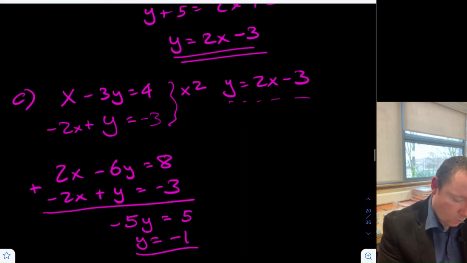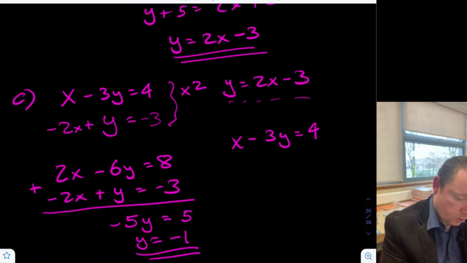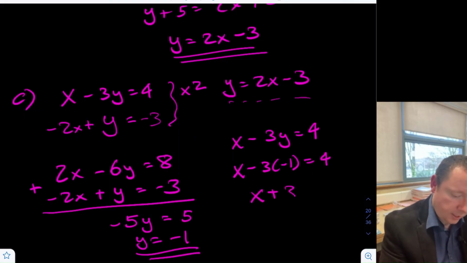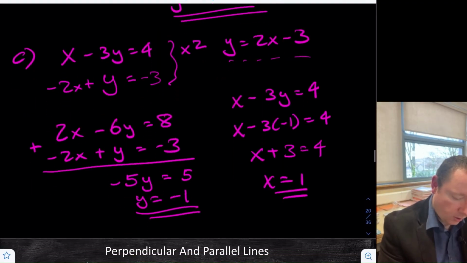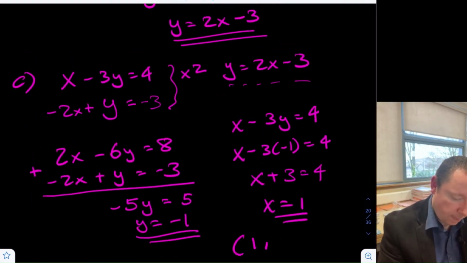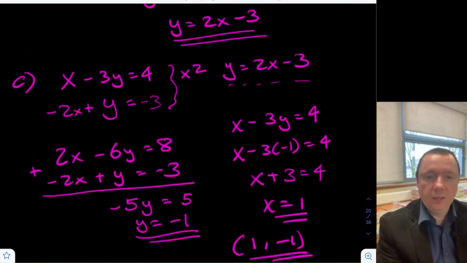There's our y coordinate, and then subbing it in, so we've got x minus 3y equals 4. So x minus 3 times minus 1 equals 4. x plus 3 equals 4, so x equals 1. So the point of intersection is just 1, minus 1, and we're done there.